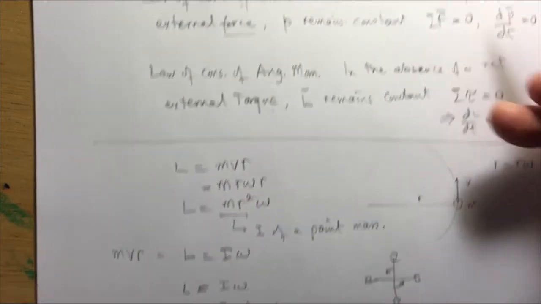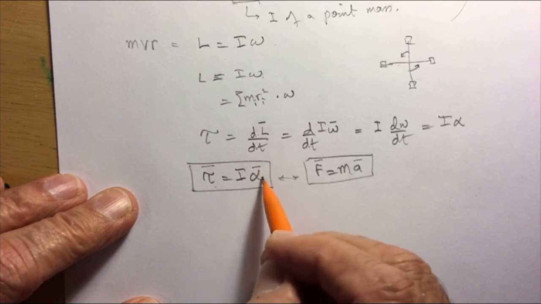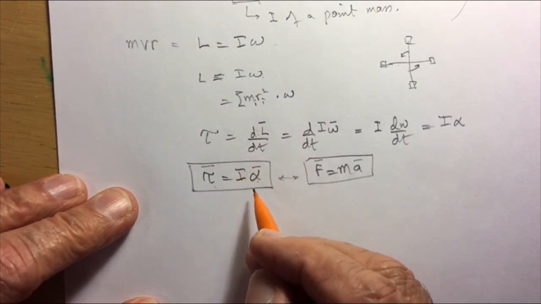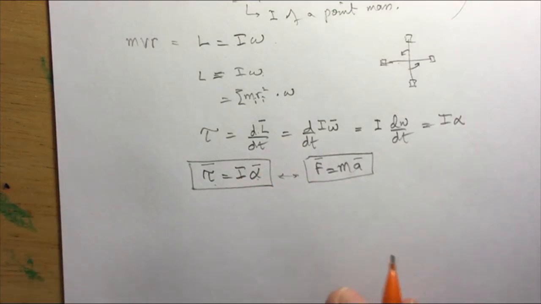And the law of conservation of momentum would state that if the net external torque is 0, alpha is 0, which means omega is constant, and the thing will keep on rotating at a constant angular speed, which would mean that I omega would remain the same.